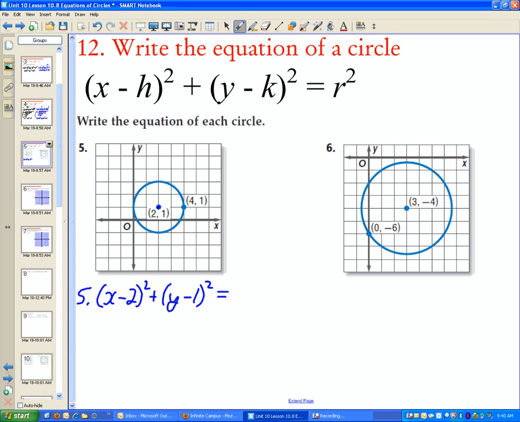The radius goes from the center to a point on the circle, so doesn't that segment right there represent the radius? Since I made it horizontal, I could just count spaces. What's the length of the radius? Squared. The only thing I want to simplify is the 2 squared. So x minus 2 quantity squared plus y minus 1 quantity squared equals 4.